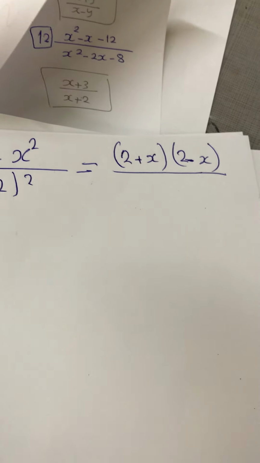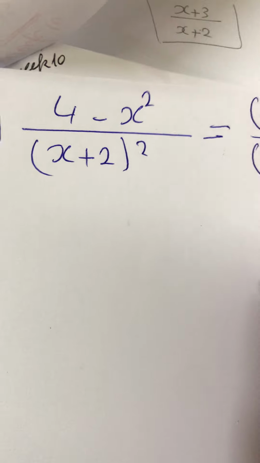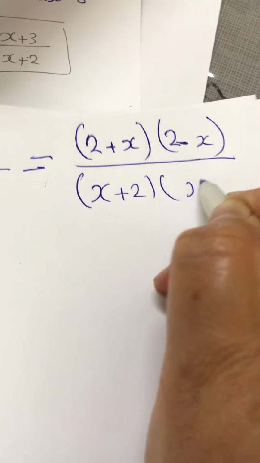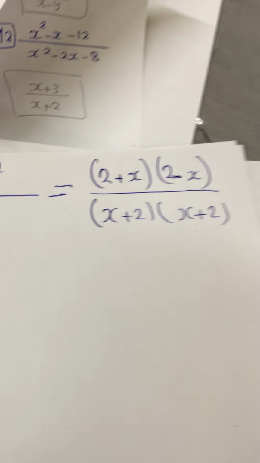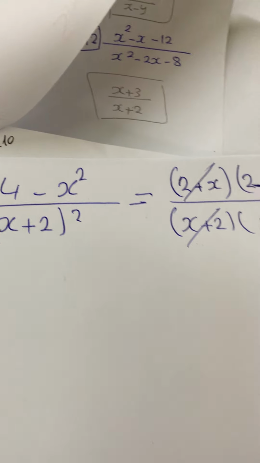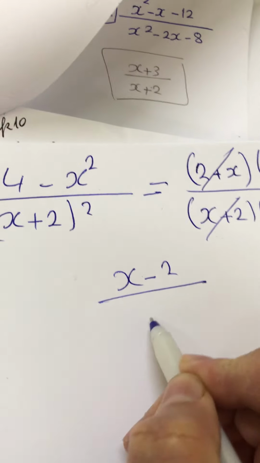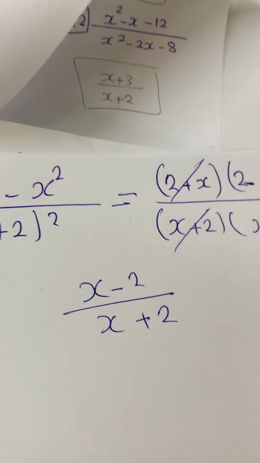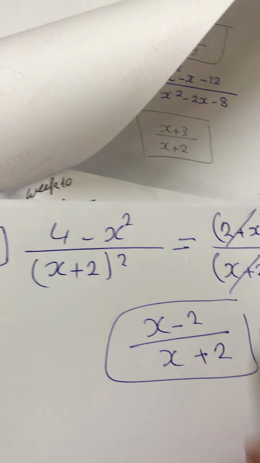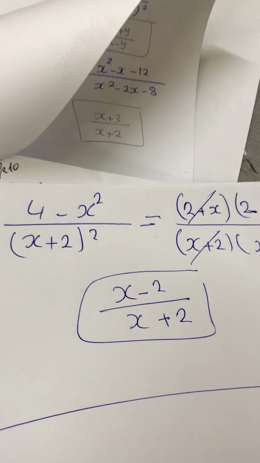Okay, like this. And then now I'll take the denominator x plus 2 multiply another x plus 2 like this. Now I can cancel x plus 2 up with x plus 2 down. So the answer will be x minus 2 over x plus 2 like this. So this is number 2, exercise 1 star, page 363.